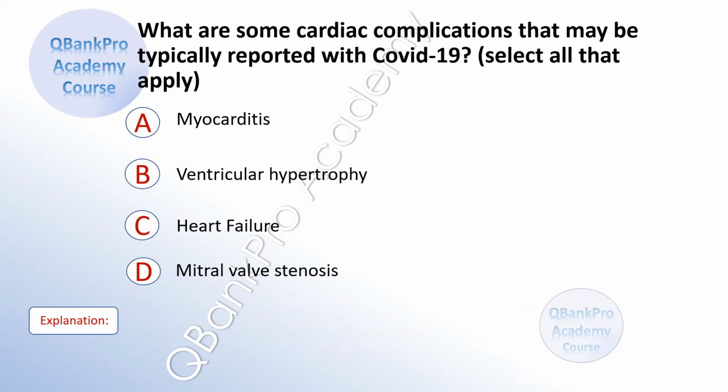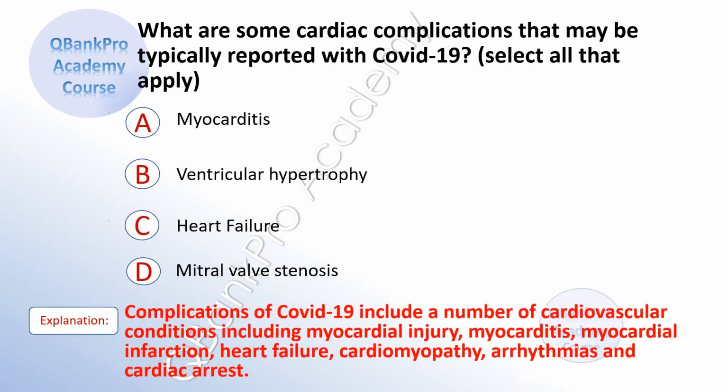What are some cardiac complications that may be typically reported with COVID-19? Select all that apply. Myocarditis, ventricular hypertrophy, heart failure, mitral valve stenosis. The correct answer is myocarditis and heart failure.